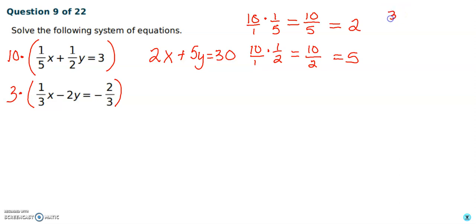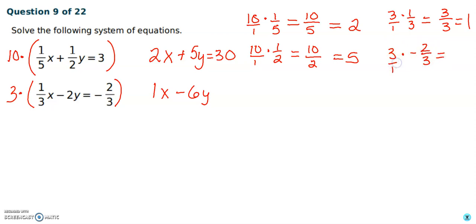Again, we have 3 times 1/3. Put a little 1 under that 3 and multiply straight across the top and the bottom. We get 3 over 3, which is 1. So our new x coefficient is just 1x. We have 3 times -2, that's -6y. And then we have 3 times a -2/3.